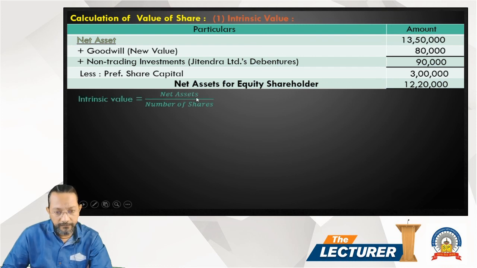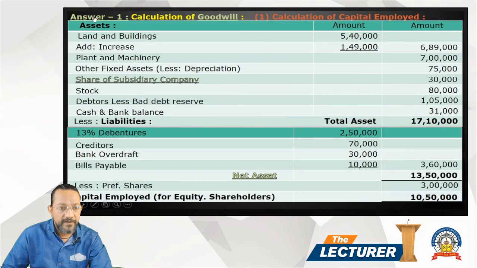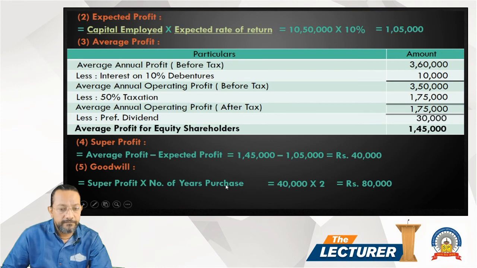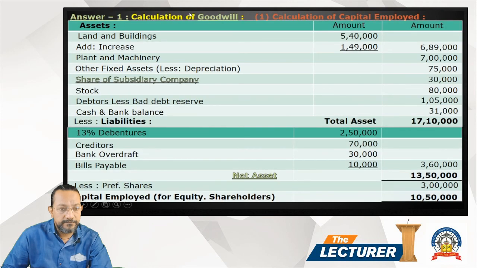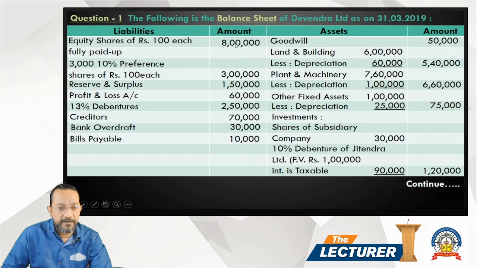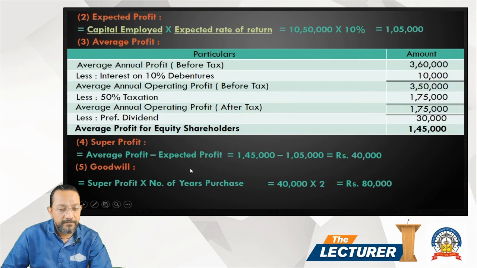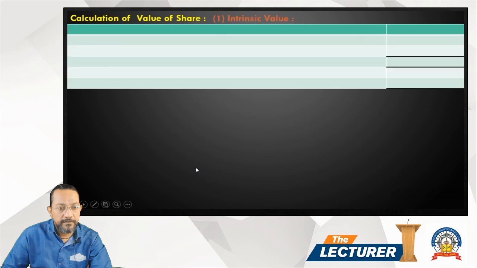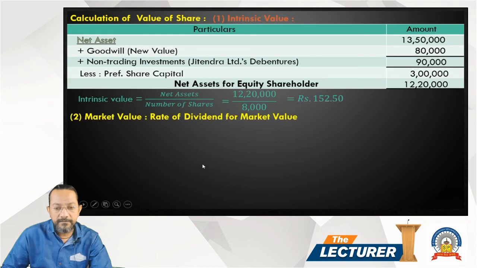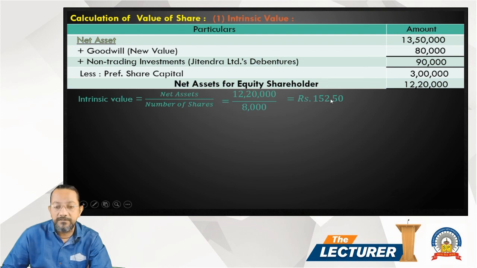So the intrinsic value is net asset divided by number of equity shares. So 12 lakh 20,000 is the net asset, divided by 8,000. 8,000 is 8 lakh divided by 100. So 8,000. So the intrinsic value, 12 lakh 20,000 divided by 8,000, comes to 152.5.